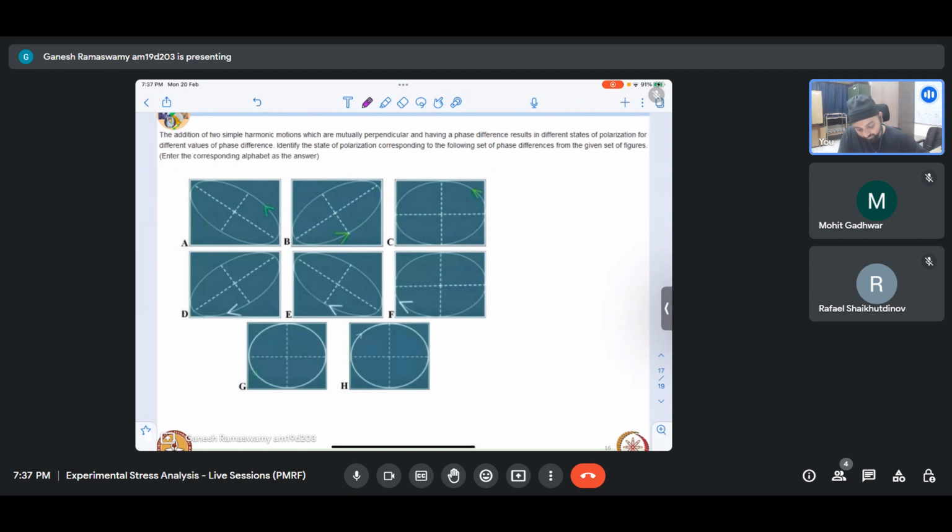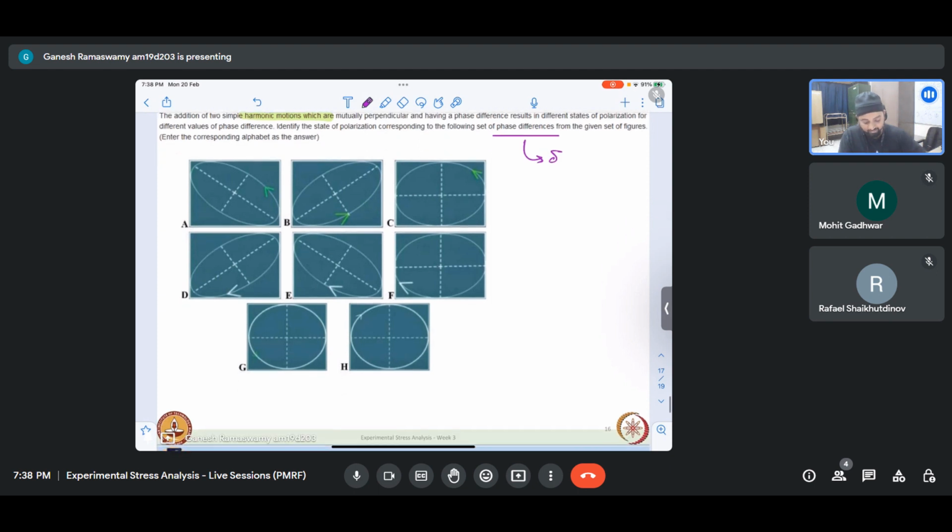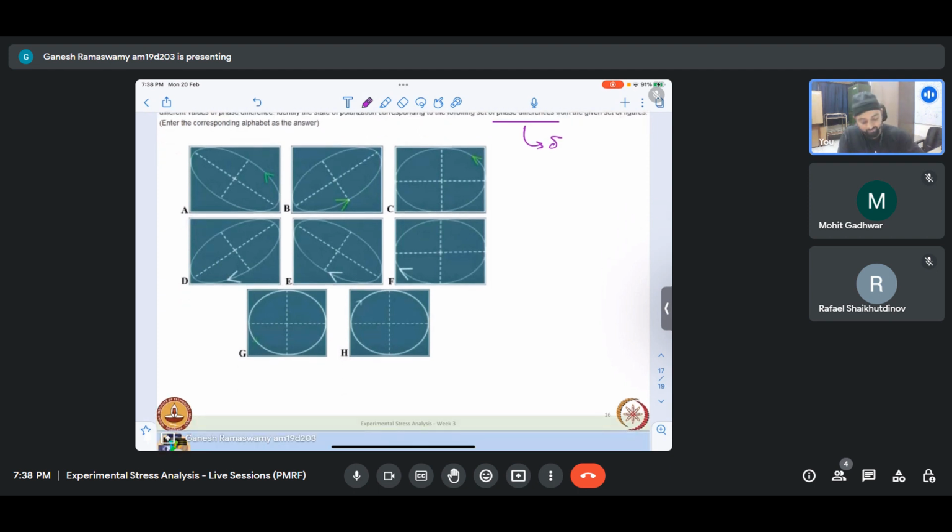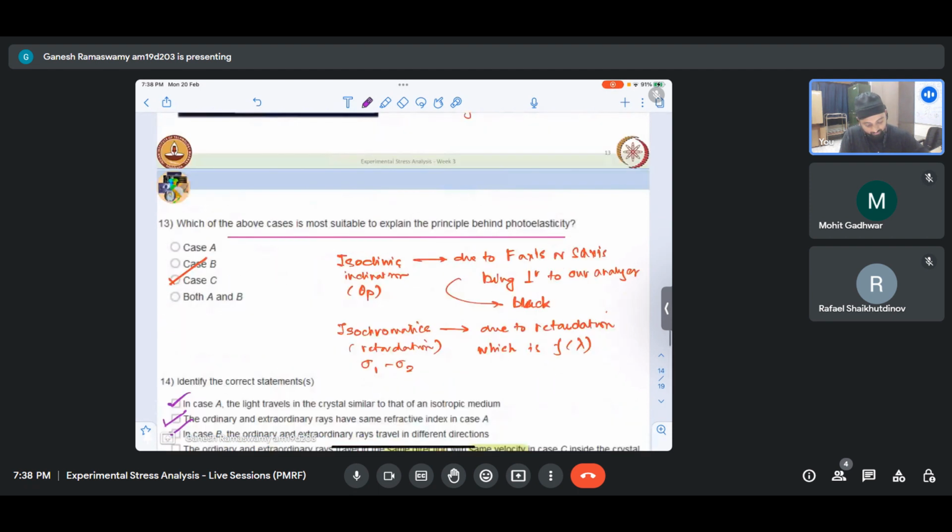So the addition of two simple harmonic motions which are mutually perpendicular and having a phase difference results in different states of polarization for different values of phase difference. Now here we are essentially talking about light vectors. Let me make that clear. Identify the state of polarization corresponding to the set of phase differences being delta, for the given set of figures. Enter the alphabet. So what we generally observe is from our equations. I had written that equation somewhere. I'll just copy that.